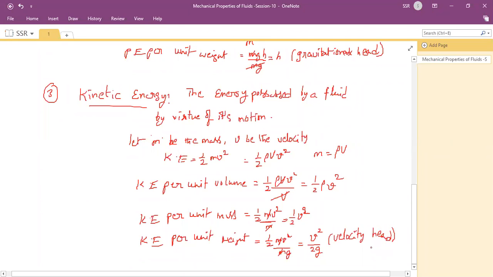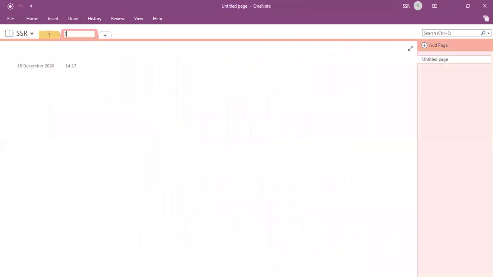Before gravitational head, now velocity head. Velocity head is v square by 2g. So this is about three different energies possessed by a fluid which is in motion. Are you clear up to this? Pressure energy, potential energy, and kinetic energy. Yes or no? Now we'll go for Bernoulli's theorem.